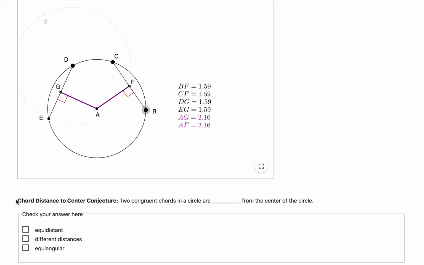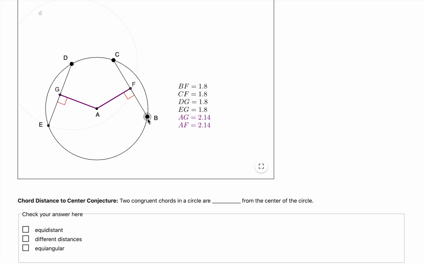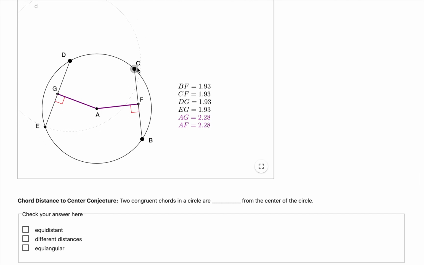Two congruent chords in a circle, like we have here, are blank from the center of the circle. Are they equidistant from the center of the circle, different distances from the center of the circle, or equiangular? And let me just move this around to show you a couple examples, if that helps. Do you think two congruent chords in a circle are equidistant, different distances, or equiangular from the center of the circle? The answer is going to be equidistant.